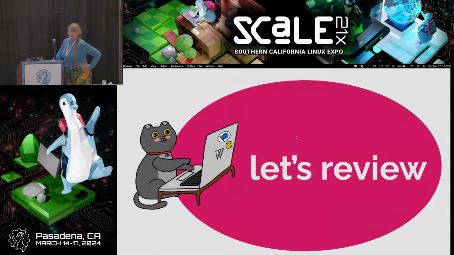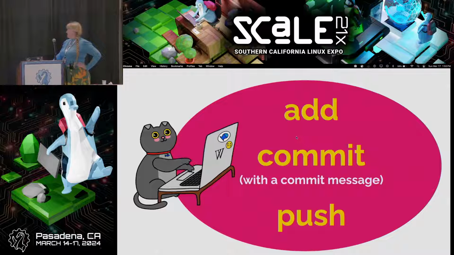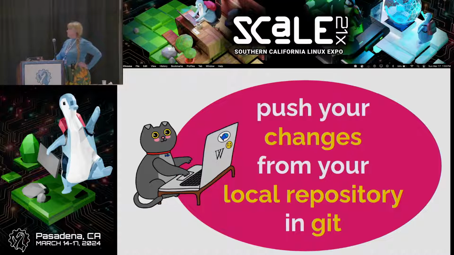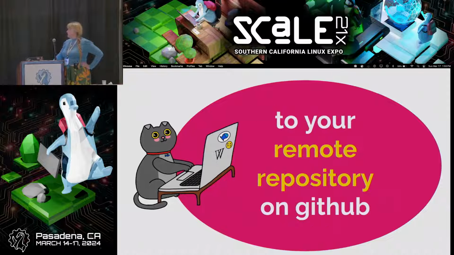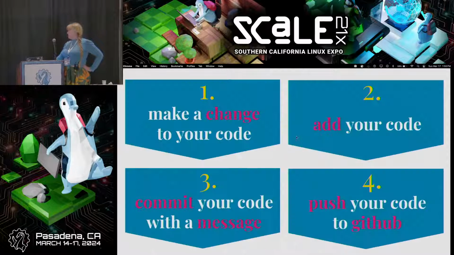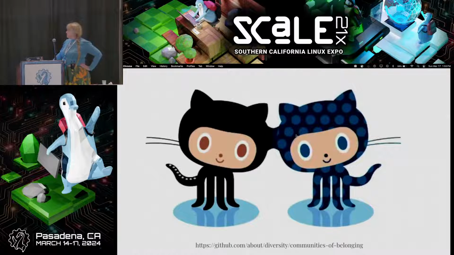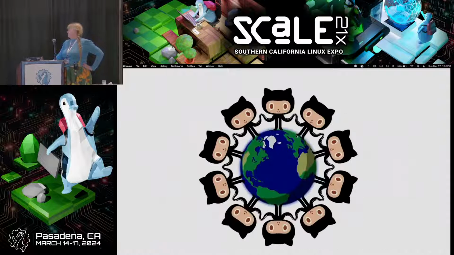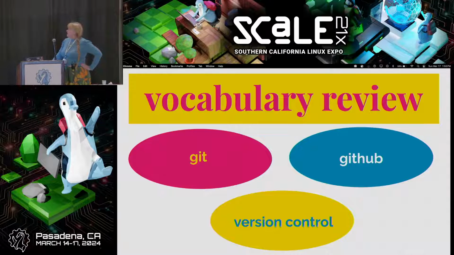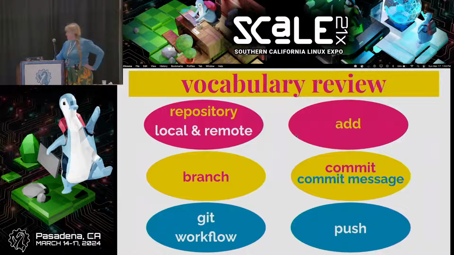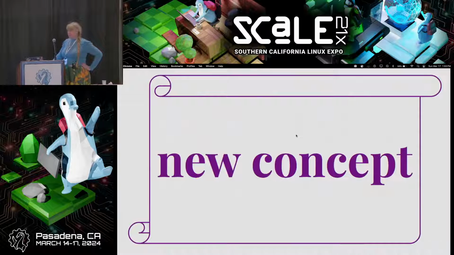So let's review. If you're not asleep yet, add commits with your commit message and push your changes from your local repository in Git to your remote repository on GitHub. 1, 2, 3, 4. Then you are sharing your thoughts and ideas with your team and the world. In our vocabulary review, now we know Git, GitHub, and version control. Repository, local, remote, add, branch, commit message, Git workflow, and push. Did we cover push? Yes, we did. So that's quite a decent amount for a short time.